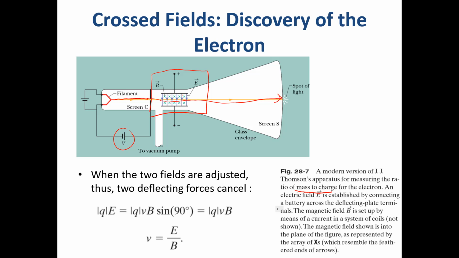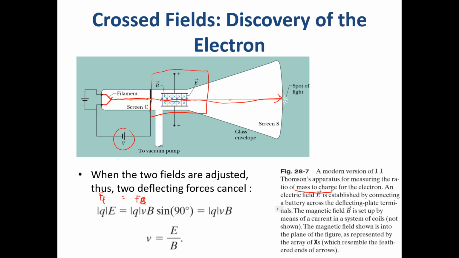So if we want the charge to move from the original part in the filament to the spot of light, the electric force and magnetic force must be equal. So the electric force must be equal to the magnetic force. So F_E is equal to F_B.